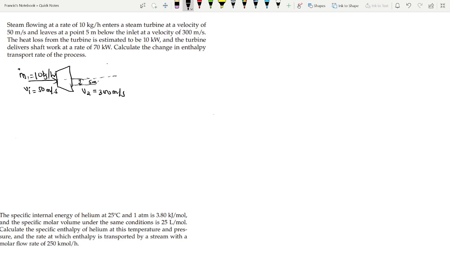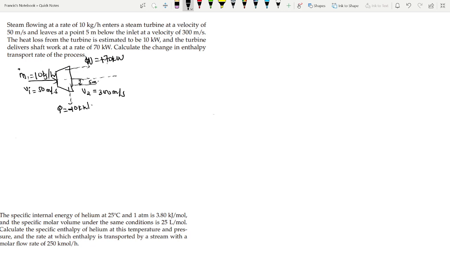The heat loss from the turbine is estimated to be 10 kilowatts. Now the turbine loses heat, 10 kilowatts. Of course, heat loss from the system is negative. And the turbine delivers shaft work at a rate of, now the turbine does work, 70 kilowatts, and that is positive. Calculate the change in enthalpy transport rate of the process.